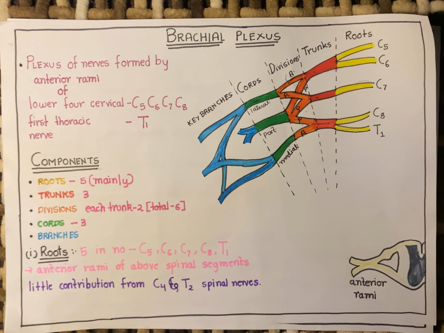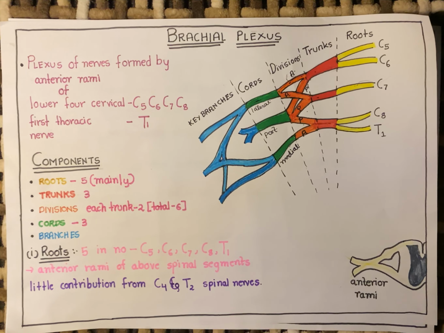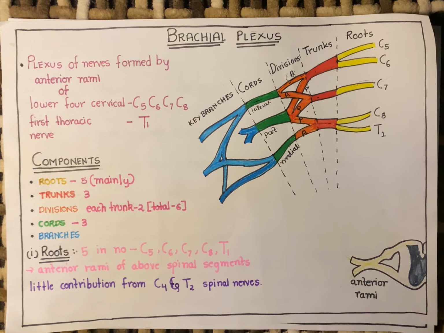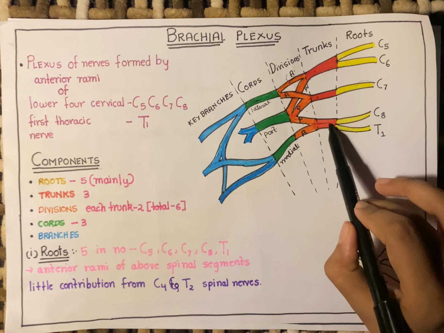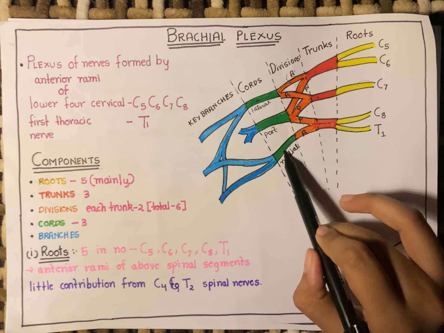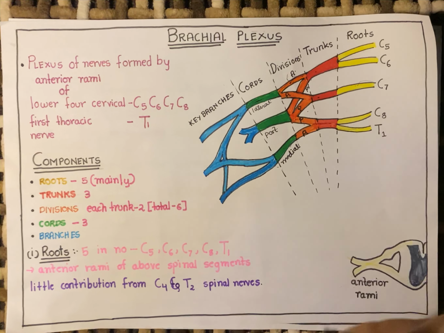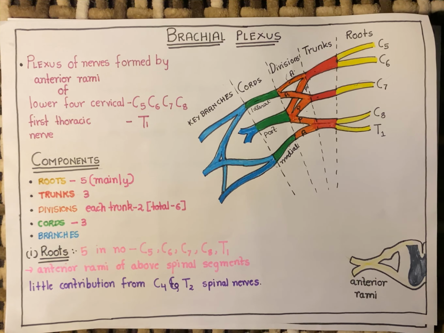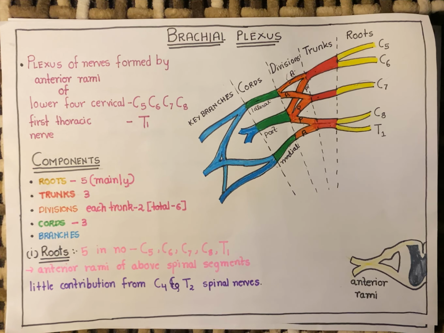Right? So we had three trunks, an upper trunk, a middle trunk and a lower trunk. Each of these trunks divided into an anterior division and a posterior division. The anterior division of the upper trunk and the middle trunk together formed the lateral cord. The posterior divisions of all these three trunks formed the posterior cord, and the anterior division of the lower trunk continued as the medial cord. These cords are then later going to divide as the terminal branches. But apart from these terminal branches, there are other branches as well, about which we are going to learn later in the same video. Okay.